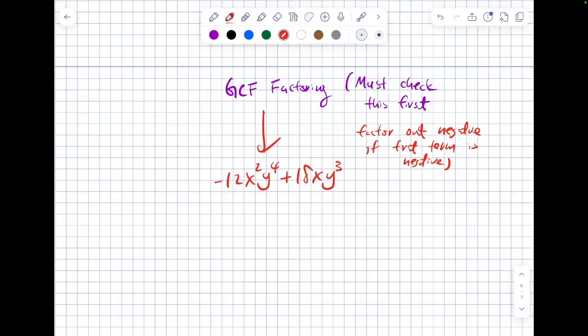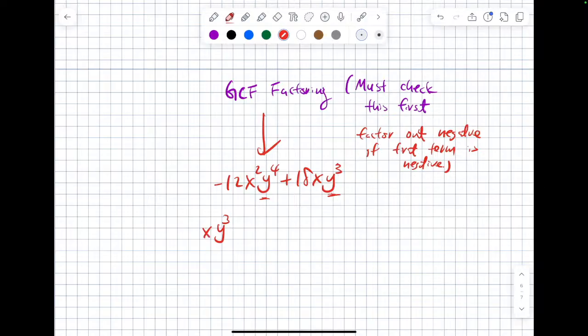Yeah, negative sign. Since the first term is negative, did anybody have questions? Why is it x y to the 3? Andres, do you have a question? Oh, you understand? Okay. So there's only y to the 3, because they both have y to the 3, they both don't have y to the 4. And x is this, right? Between 12 and 18, the common factor is 6, and also factor out a negative sign.